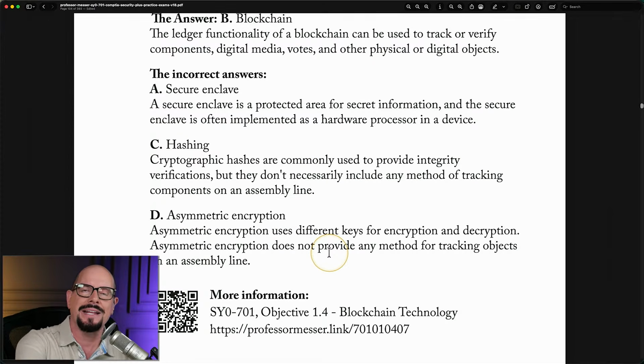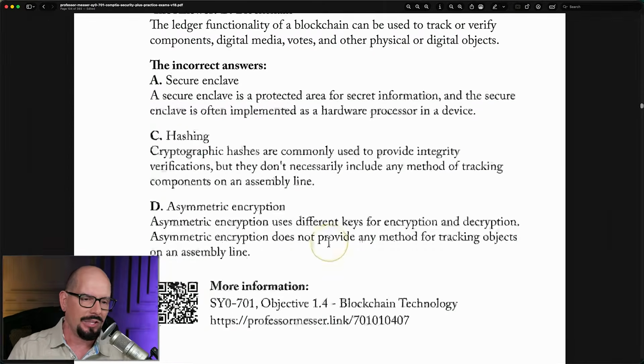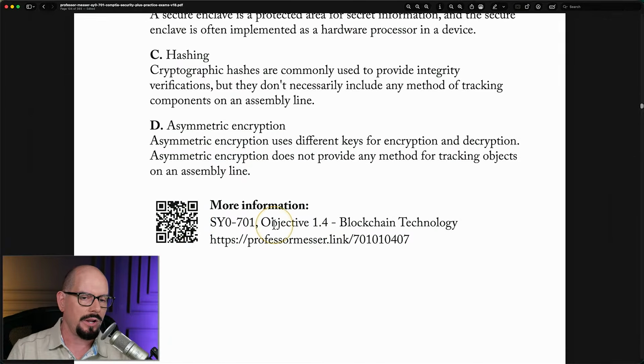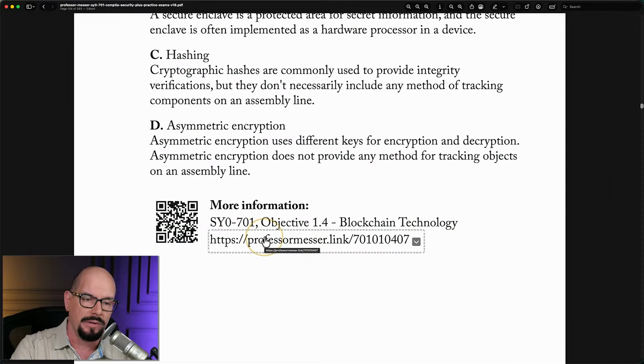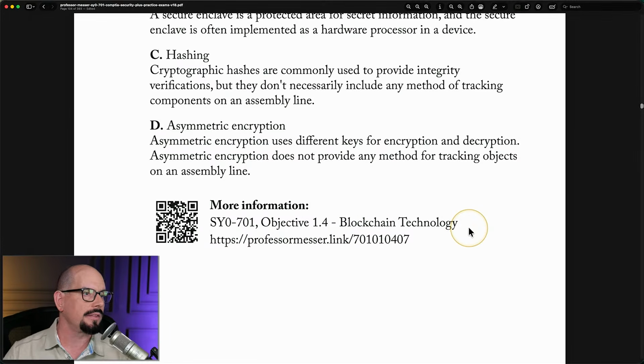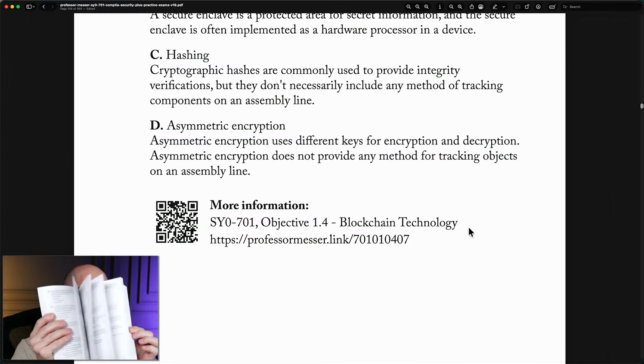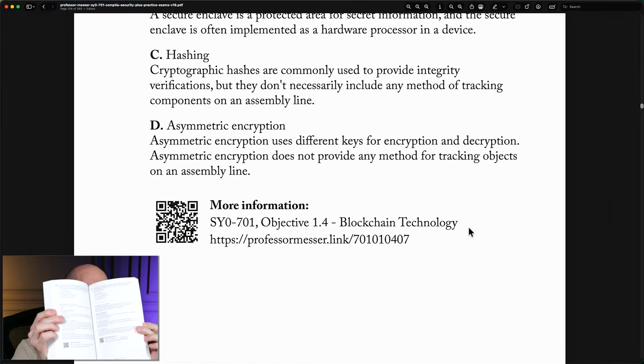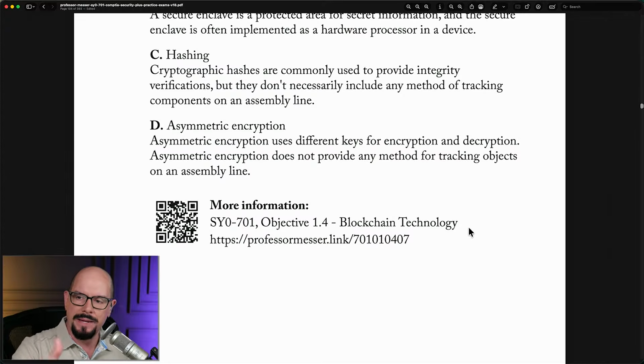And if you didn't understand any of the question, you can go down here to the bottom where I have a QR code and a hot link right on the screen that will take you to the video associated with this particular question. It's from Objective 1.4, and the video name is Blockchain Technology, so that you can use either your camera, if you have the physical edition of the book, those QR codes are, of course, in the book. They're listed in there. If I find a page with the QR code, there they are. And then, of course, on the PDF, you can just click it. It takes you right there.